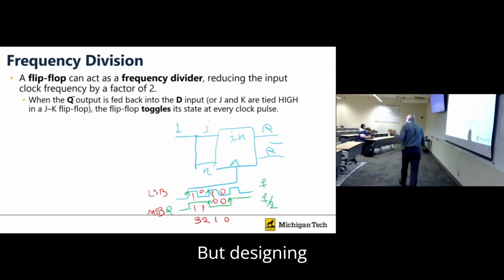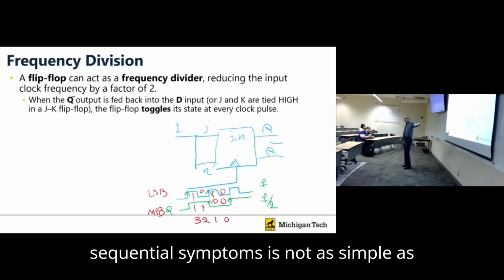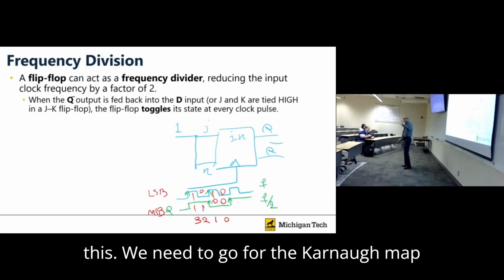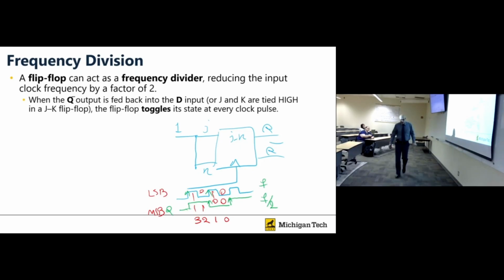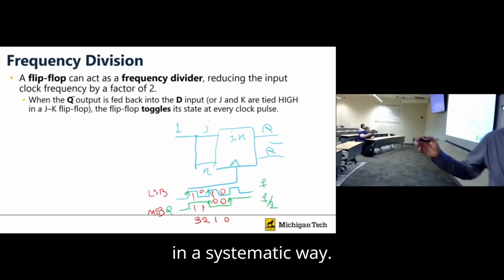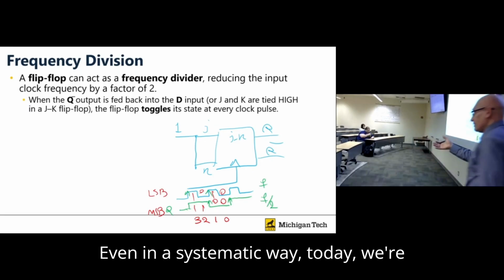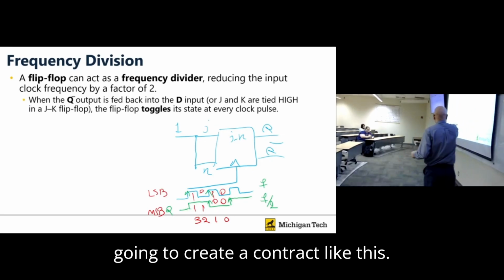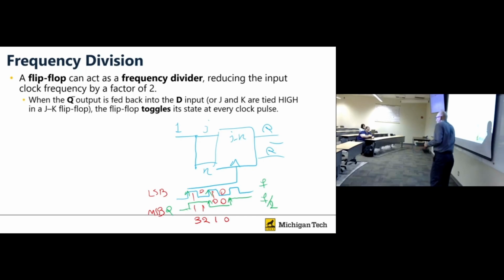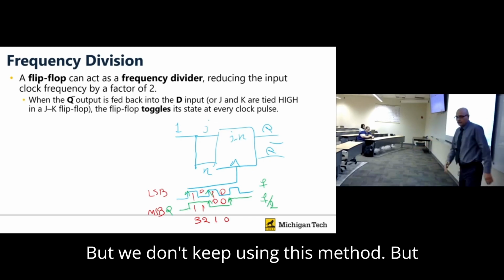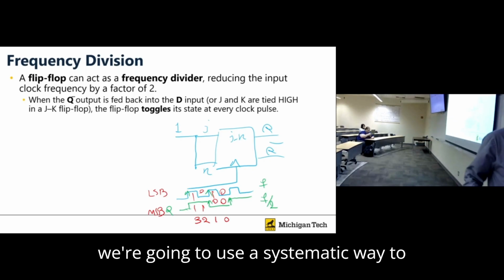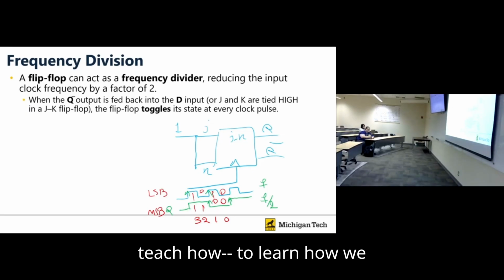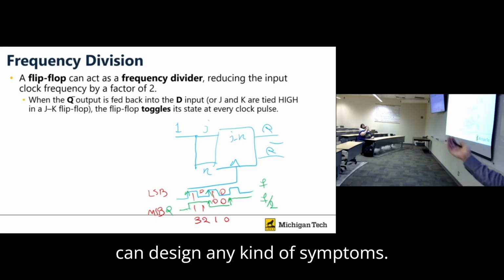But designing a sequential sequence is not as simple as this. We need to go for a kernel map in a systematic way. Even in a systematic way, today we're going to create a counter like this, but without using this method. We're going to use a systematic way to learn how we can design any kind of sequence.